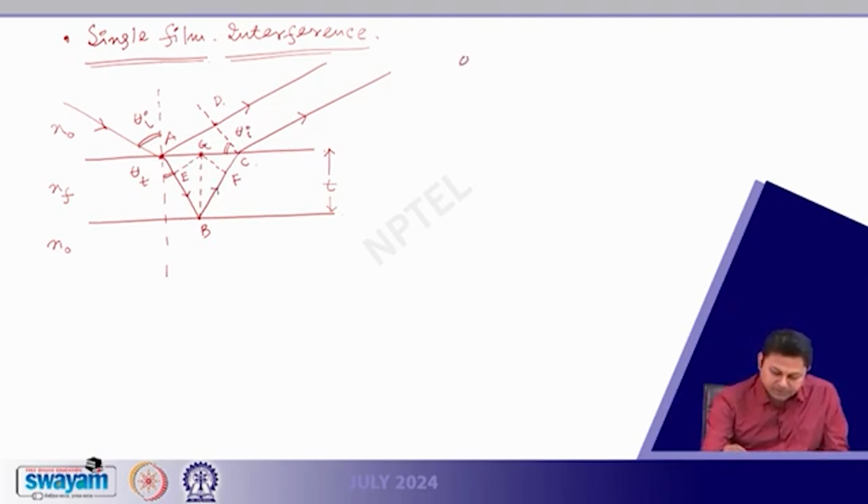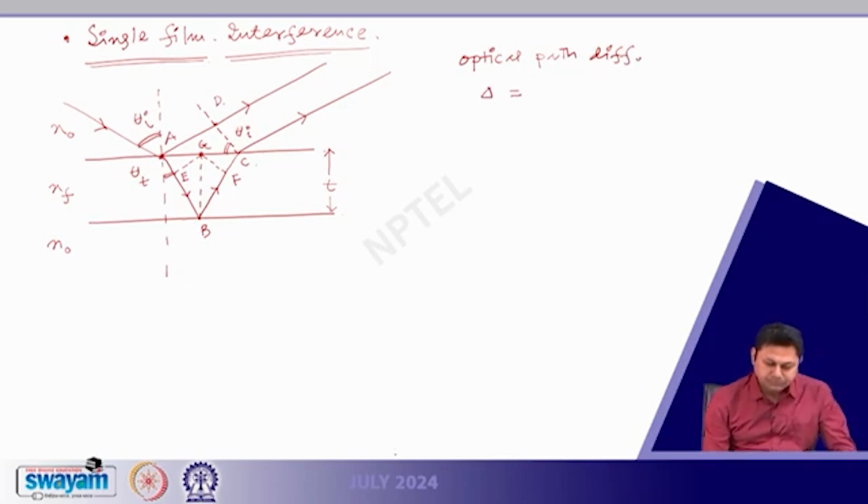So, the optical path difference delta is equal to the extra path that is traveling. This is ray 1 and this is ray 2. The extra path traveling by ray 2 that we need to calculate, which is this AB plus BC.